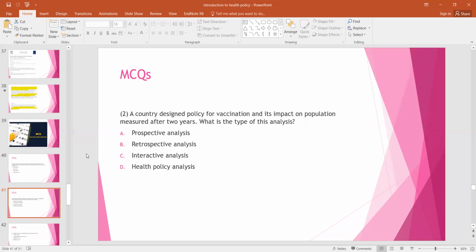Retrospective. Right answer, retrospective, because vaccination policy is implemented and after 2 years they measure its impact. So this is a retrospective analysis.